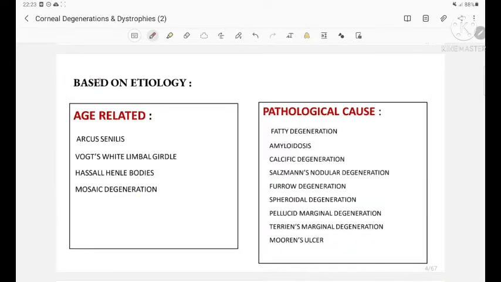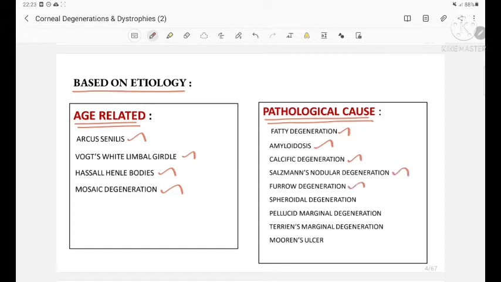The next classification is based on etiology. We have age related corneal degenerations which are arcus senilis, Vogt's white limbal girdle, Hassall-Henle bodies and mosaic degeneration, and due to pathological cause it can be fatty degeneration, amyloidosis, calcific degeneration, Salzmann nodular degeneration, furrow degeneration, spheroidal degeneration, pellucid marginal degeneration, Terrien's marginal degeneration and Mooren's ulcer.